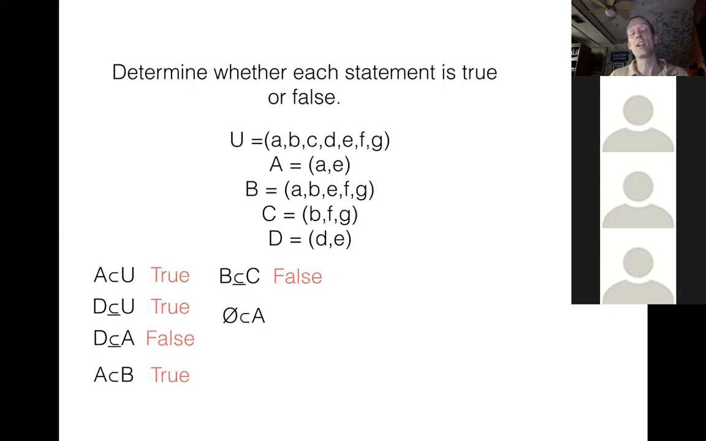What's the empty set going to be a subset of automatically? A. It will be. And it's going to be automatically a subset of everything because there's nothing in the empty set that's not in any other set. So when you see that on the test, guys, it's automatically almost always going to be true.